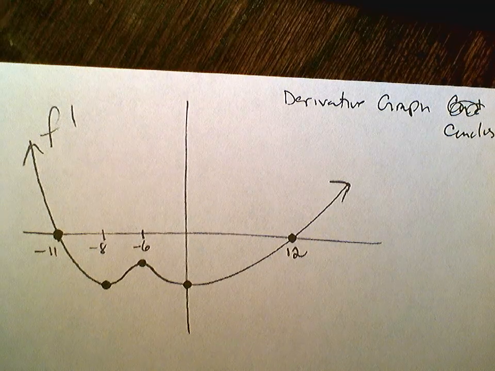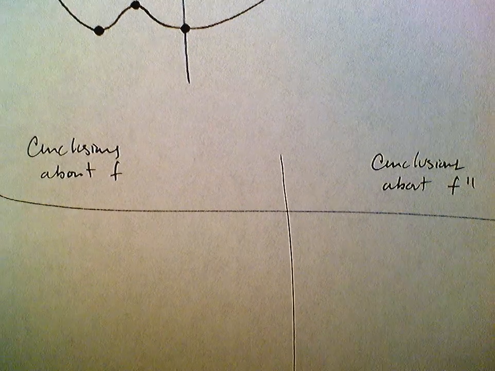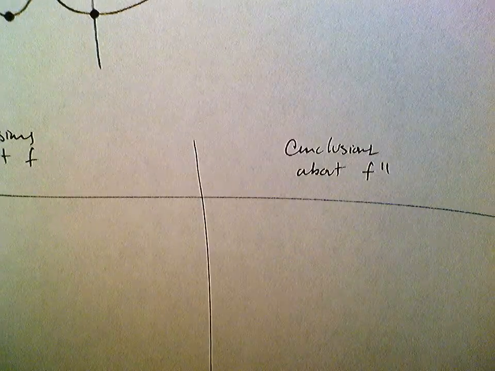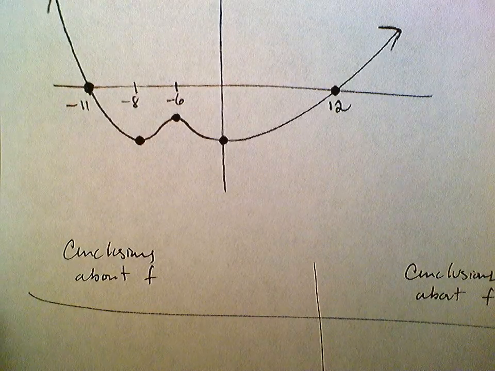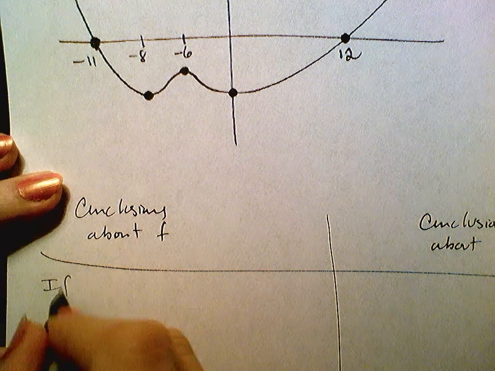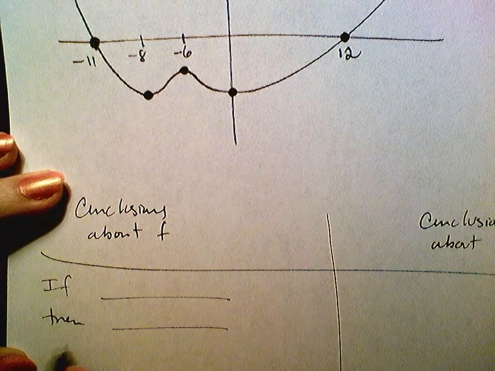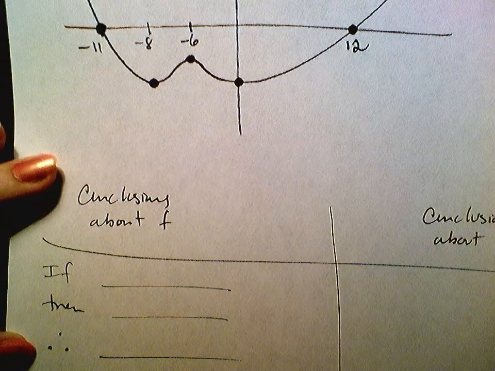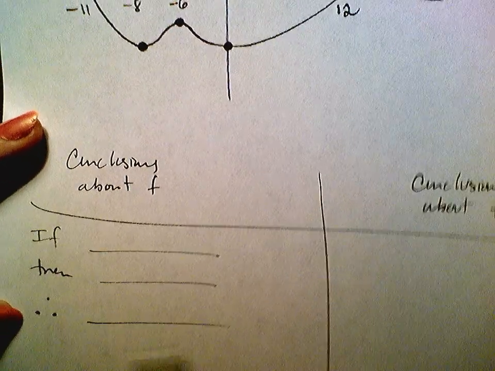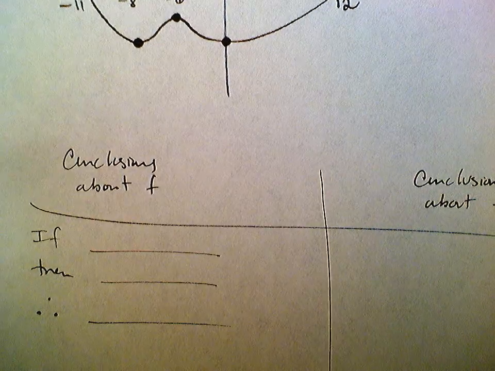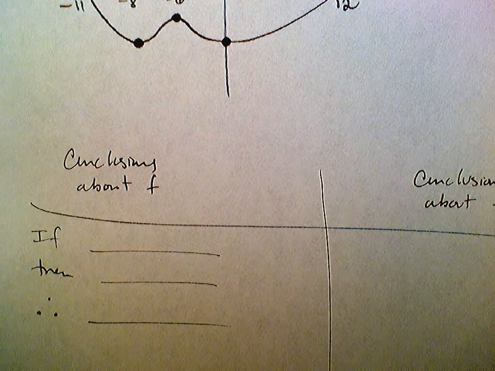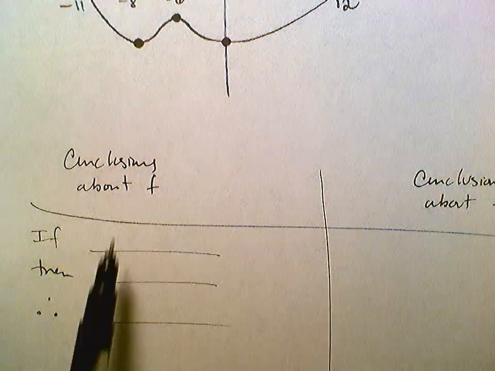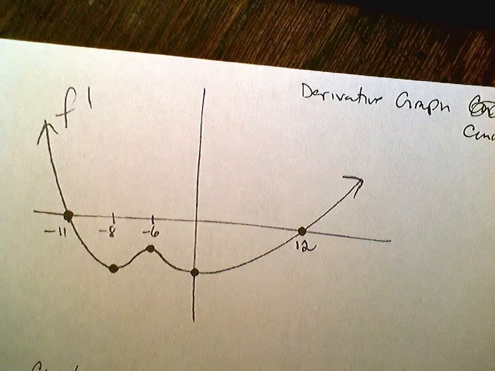Okay, so what we're going to do here, given this graph of f prime, we're going to think about all the conclusions we can make about f and all the conclusions we can make about f double prime. So I'll start with f, and we're going to go: if blank, then blank, therefore some conclusion about f prime. If you follow this formula, you'll always have an airtight explanation when you conclude something. So yeah, I've got the graph of f prime.